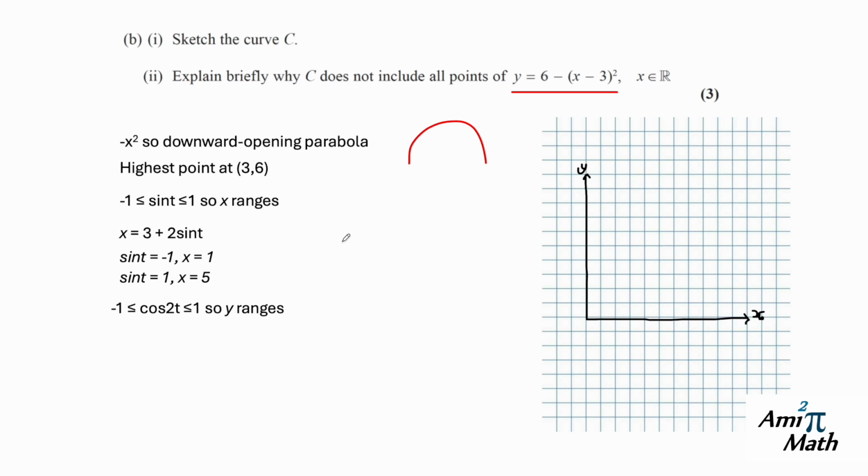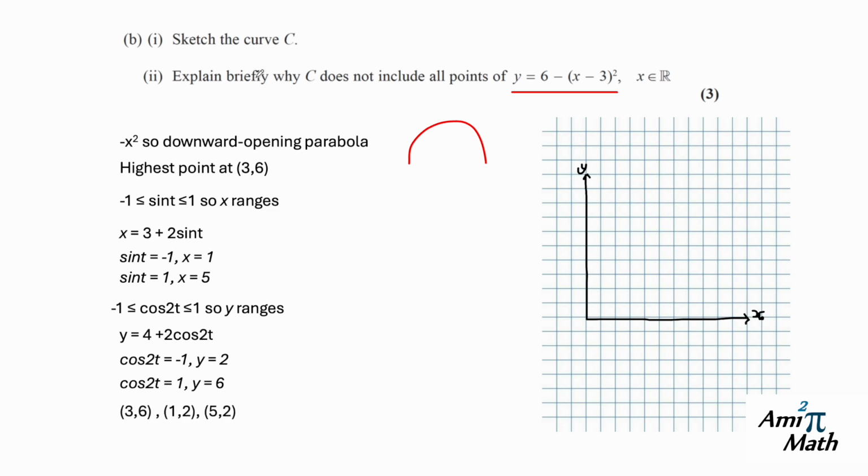And then for the range of cos 2t, it is also minus 1 and 1, so y ranges. And using our equation from the last question, we can put these limits back into the formula, and we get cos 2t equals minus 1, y equals 2, and when cos 2t equals 1, y will equal 6. And we know this from this part, as the highest point is at 6. So our coordinates will be (1, 2), (5, 2), and (3, 6).